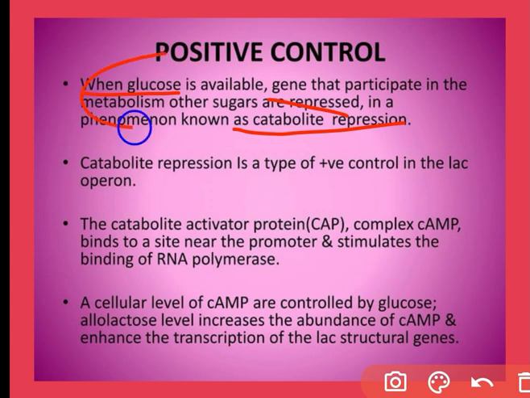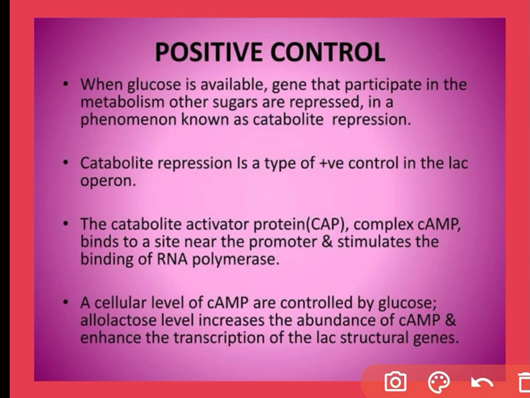When glucose is there, the operon is turned off because bacteria love this glucose most. This is a preferable sugar, and there is no need to turn on the lac operon. So this is known as catabolic repression by glucose.